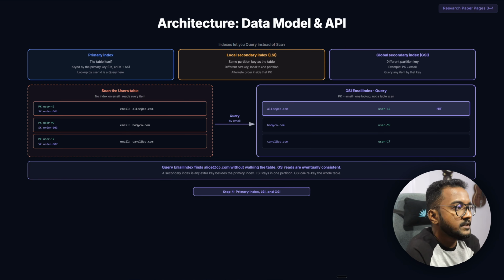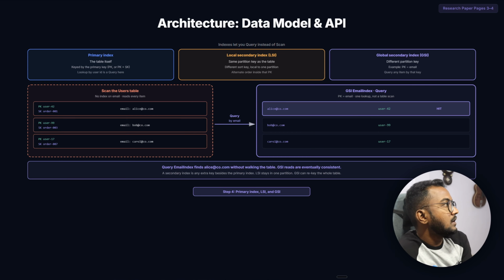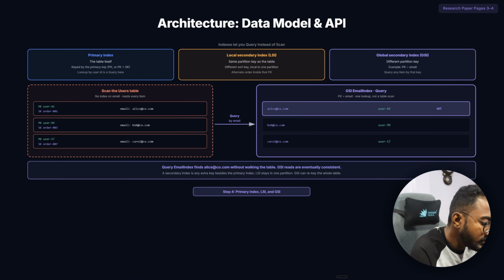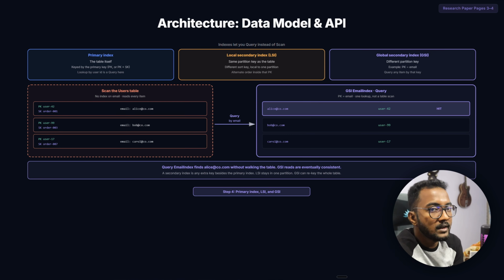So if you want to search for a particular data set, let's say all the transactions of a particular user, or which user has the email xyz@gmail.com, all of these things need to be indexed so that the search can be faster as compared to just going through all the entries.